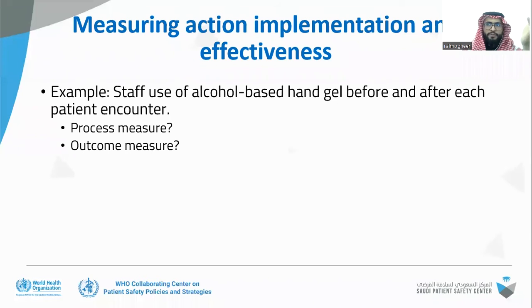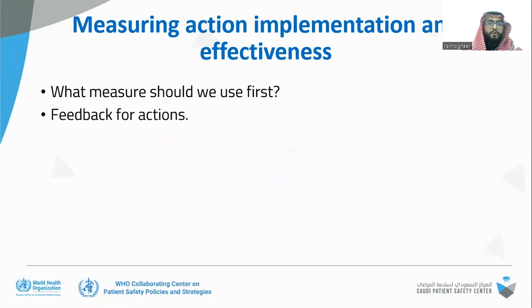So another difference between process and outcome measure is the data. In the process measure, it might be collected more quickly than the outcome measures. Let's take the alcohol-based hand gel as an example. Calculating or measuring the infection rate will take a longer time than measuring 100 staff-patient encounters over 7 days. So I will get the results of the measure more quickly. So what measure should we use first?